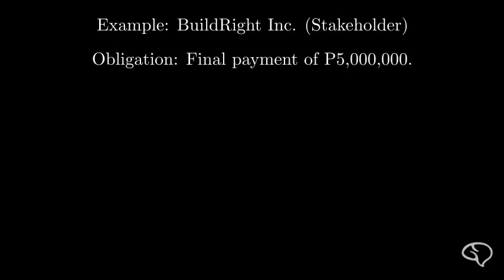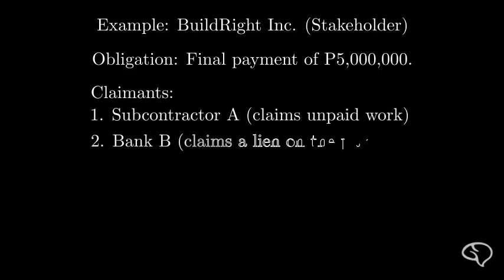The building is completed and BuildRight Inc. is ready to receive payment. However, two different entities send demand letters to Mr. Lim, each claiming they are entitled to the 5 million pesos. Two entities are claiming the payment. Subcontractor A claims that BuildRight Inc. owes them for work done on the project and has filed a notice of garnishment on the payment. Bank B claims that BuildRight Inc. defaulted on a loan and has a lien on the payment.